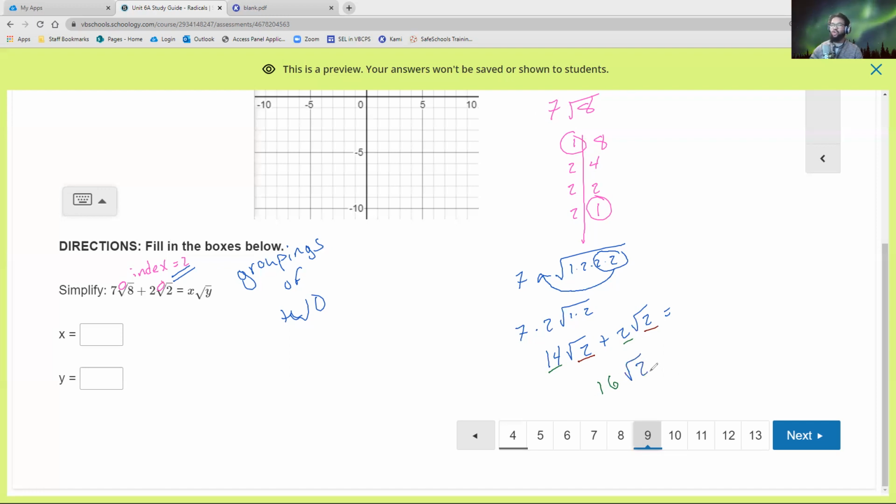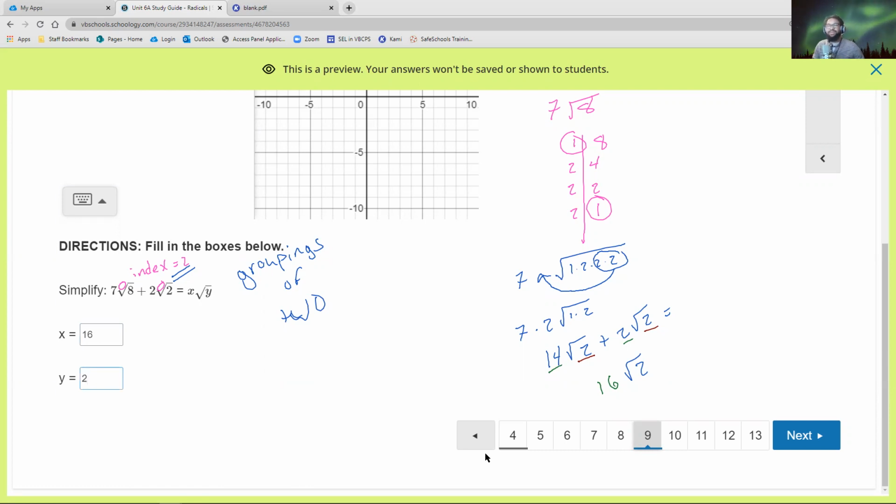And so these things correlate with our x and our y. Our x, instead of it being a drop down like it was for question 2, we just type it in. X is going to be 16 and y is going to be 2. You don't have to worry about typing the square root because y is already under the square root. So you don't have to type it.